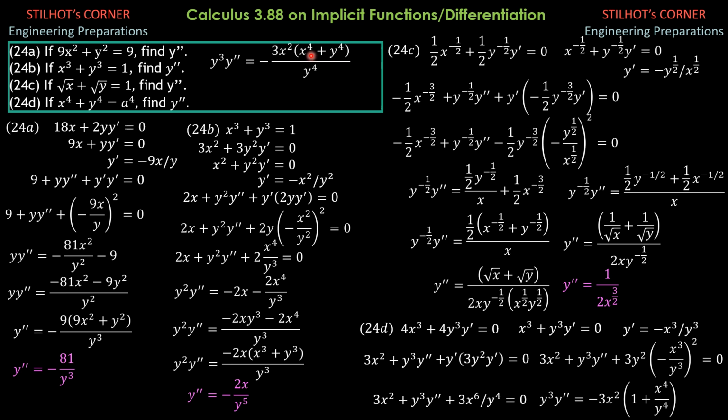Finally, replacing x to the 4th plus y to the 4th by a to the 4th, the final answer is y double prime is negative 3a to the 4th x squared over y to the 7, because y cubed times y to the 4th is y to the 7. So y double prime is negative 3a to the 4th x squared over y to the 7. So that's it for this video.